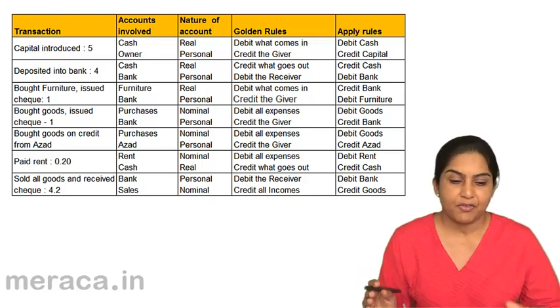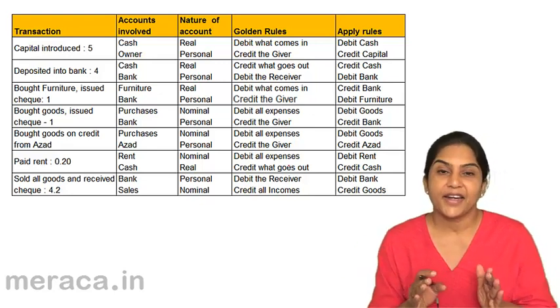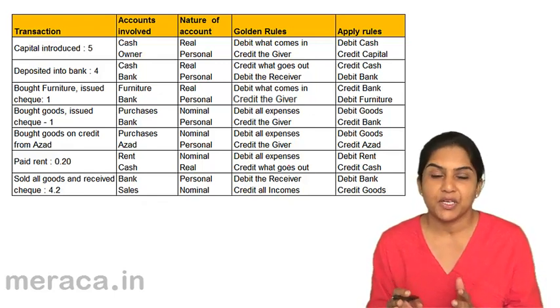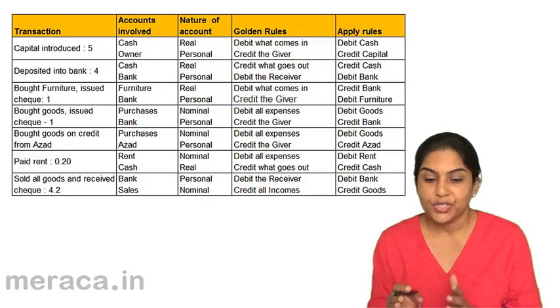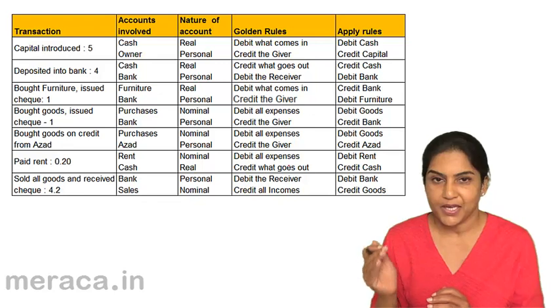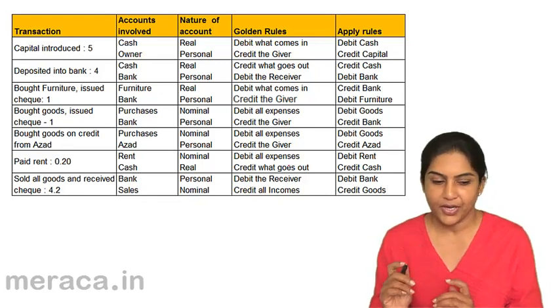The approach is the same. First, we have a transaction. Identify the accounts involved. Then, what is the nature of the account? Is it real? Is it personal? Is it nominal? Once you know the nature of the account, apply the golden rules. Okay, let us try.